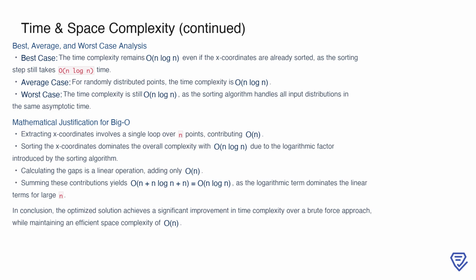the same asymptotic time. To summarize mathematically, extracting x-coordinates contributes n, sorting dominates with n log n, and iterating through the sorted list adds another n. Since n log n grows faster than n for large n, the overall time complexity simplifies to n log n. This solution not only improves significantly over the brute force method but also ensures an efficient space complexity of n.